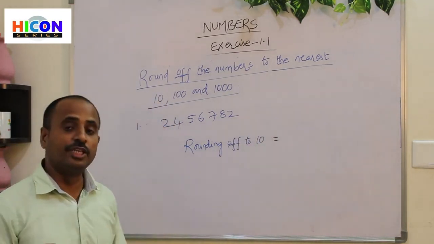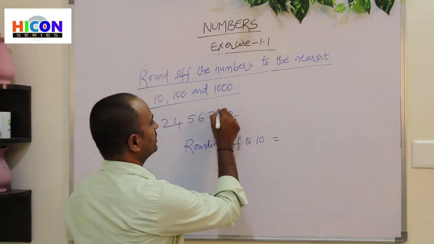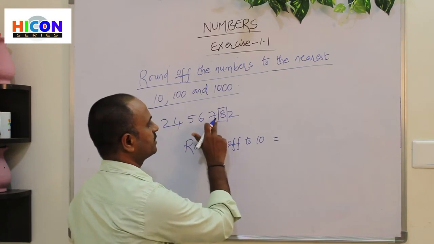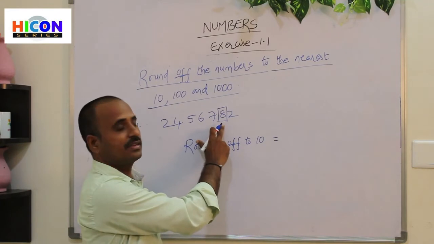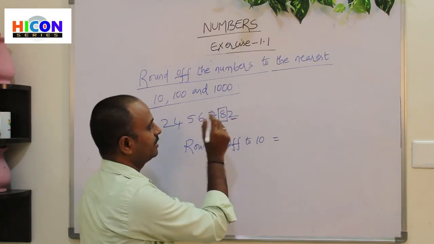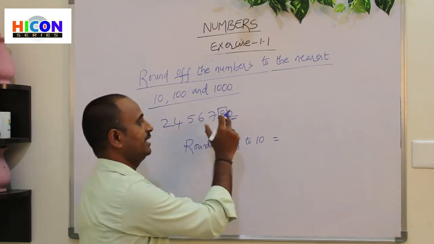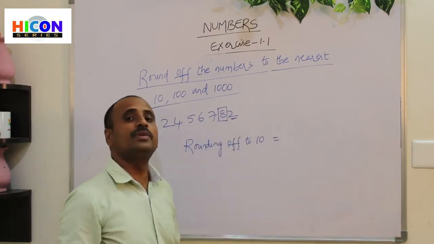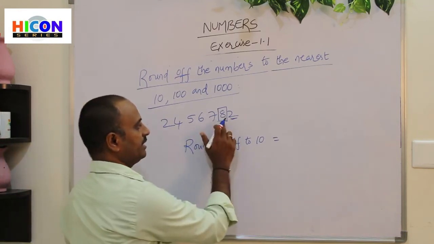So identify the digit present in the tens place. So here 1 is ones, and 8 is the digit present in the tens place. That is, there are 8 tens. So check the next digit. The next digit is 2 and it is less than 5. So if the next digit is less than 5, keep the same tens, with no change in tens.